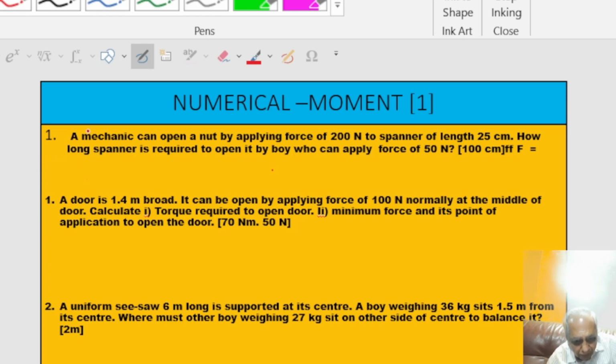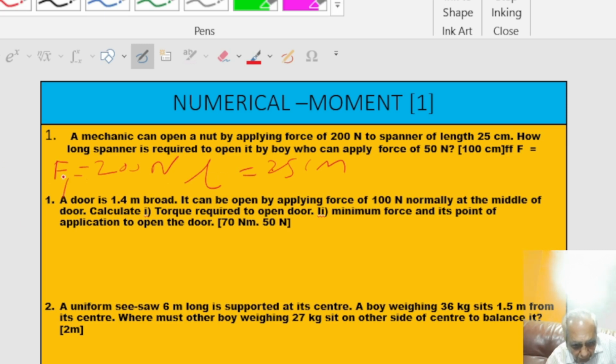So better you first write the data. In this sum, a force of 200 Newton is given, so write force is equal to 200 Newton. The spanner has a length of 25 centimeter. So force is given, length is given. What is asked is how much would be the moment of the force required to open the nut?